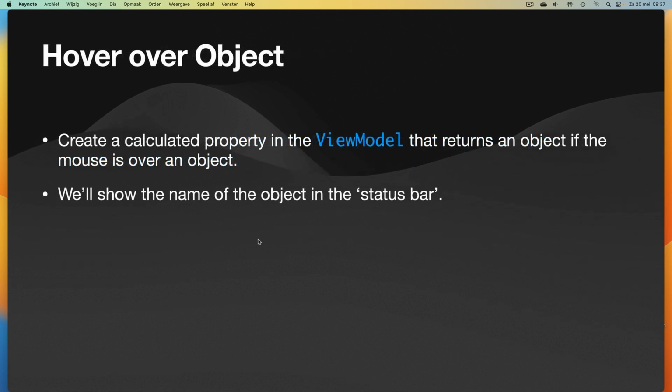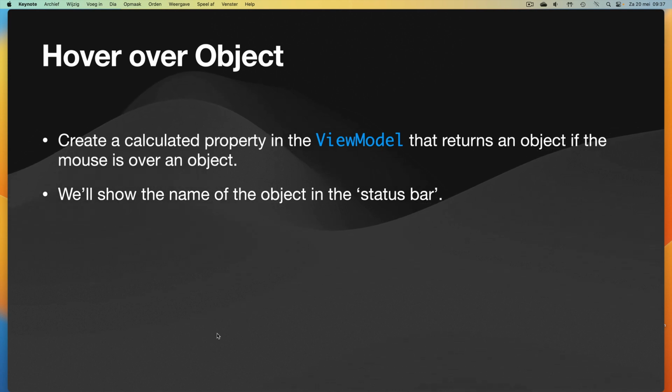Also, I want to be able to hover over an object just to be sure that you can see where it is and what its name is. So that will be shown in the bottom bar where you can also see the coordinates, entities and items that you hover over. So let's get started.